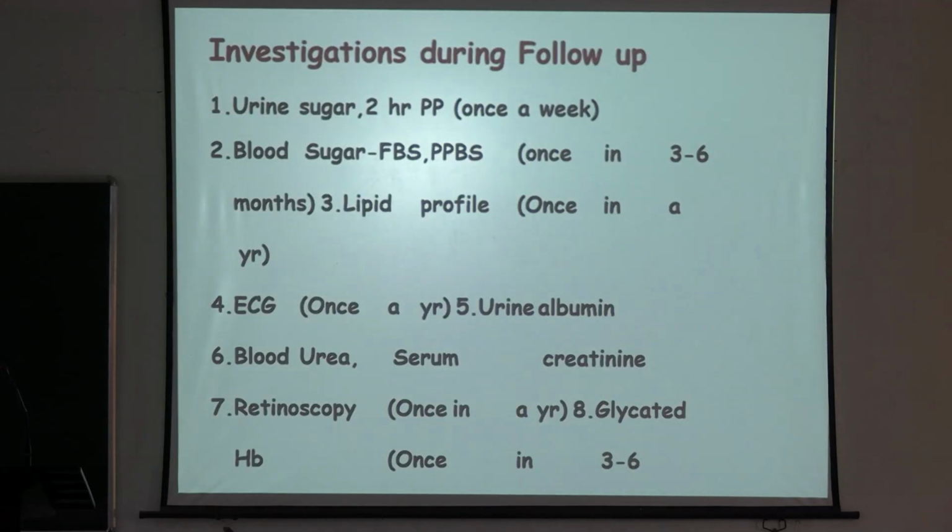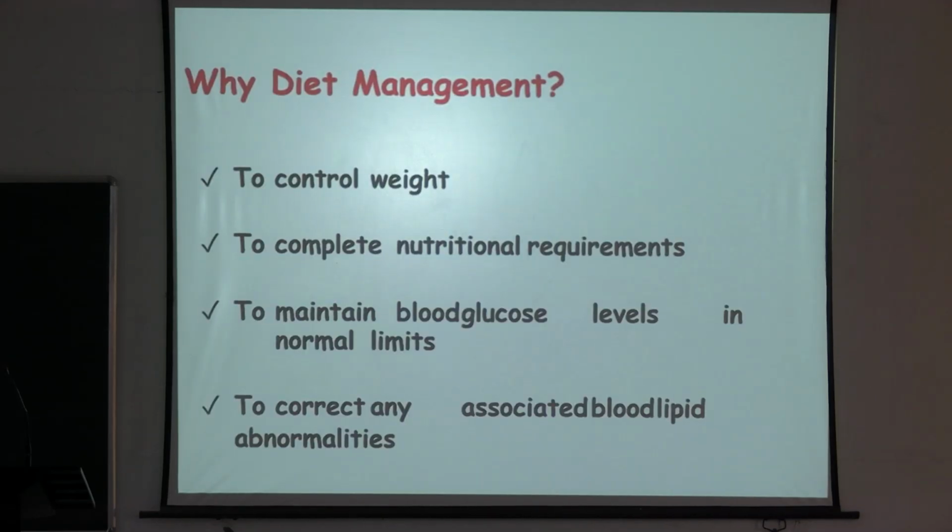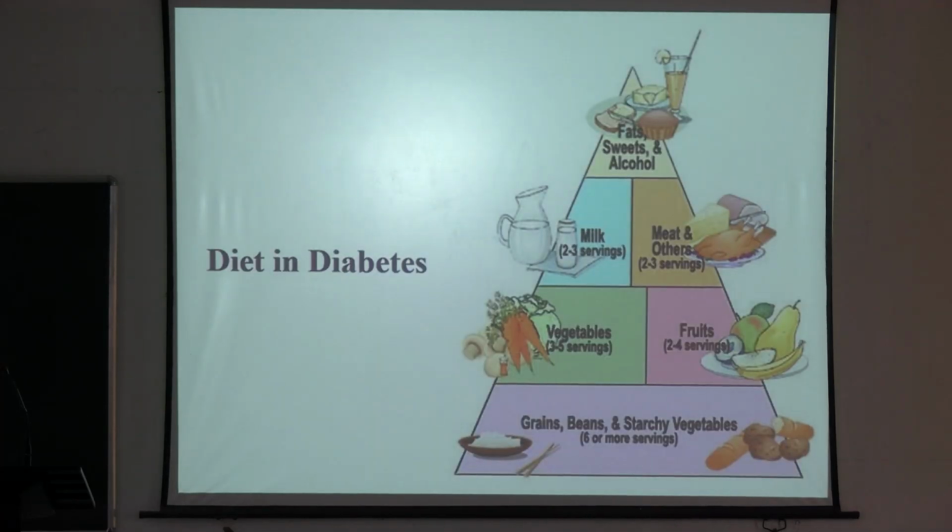So these are investigations that are done: sugar, fasting blood sugar, ECG, blood urea, creatinine, retinoscopy, glycosylated hemoglobin. Management: you look at diet, lifestyle modifications, OHA, insulin. Diet management: control the weight, maintain nutritional requirements, change in the dietary pattern. Right on top, minimum must be sweets, fat and alcohol.